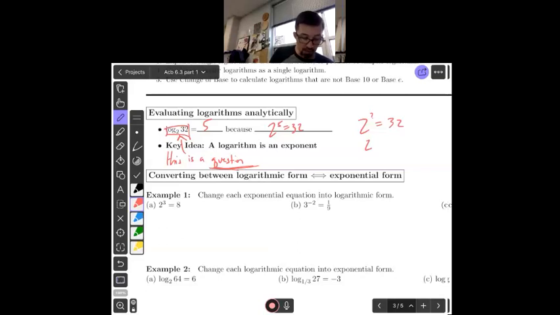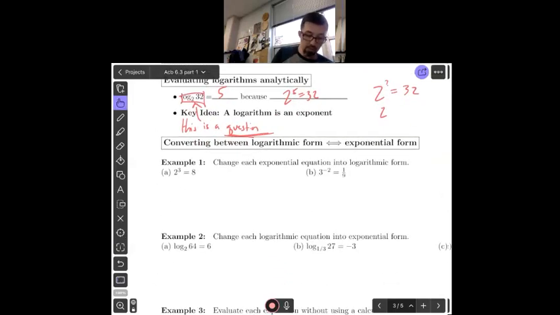Key idea, a logarithm is an exponent, right? I wrote that down earlier, big red letters, stars all around it. Here it is again. The logarithm is an exponent. This equals an exponent. There's the exponent. So we're going to use that idea that the logarithm is an exponent to help us translate.